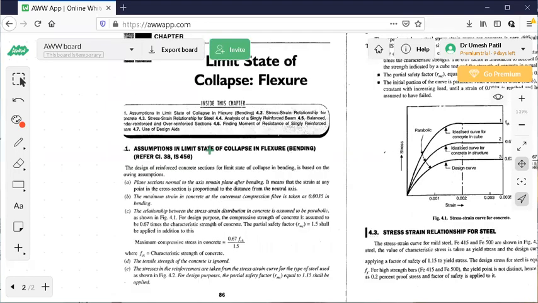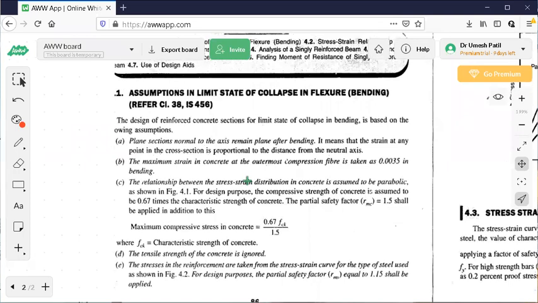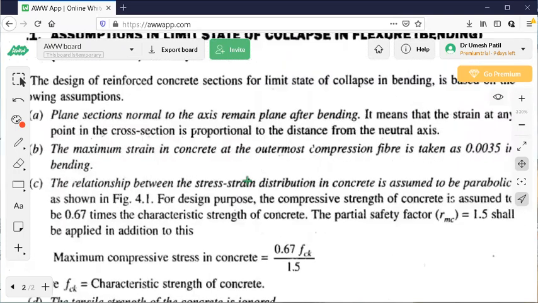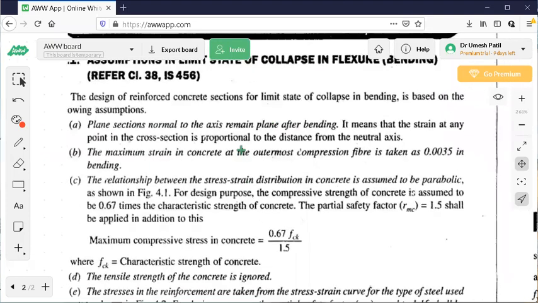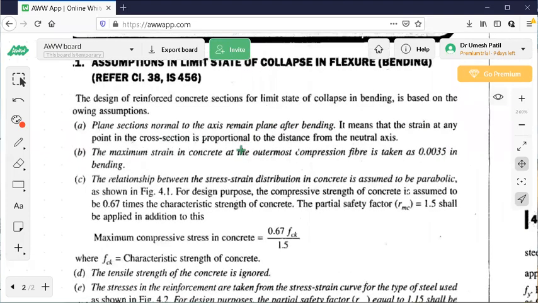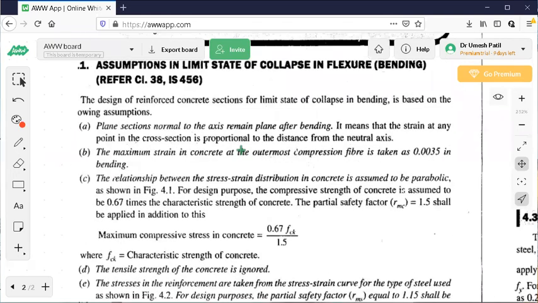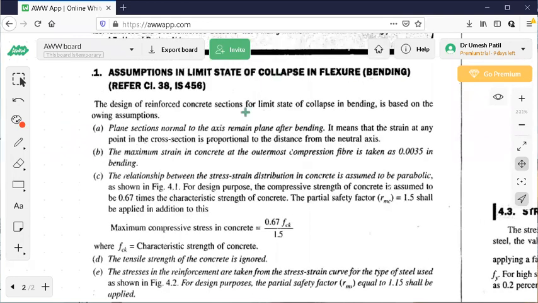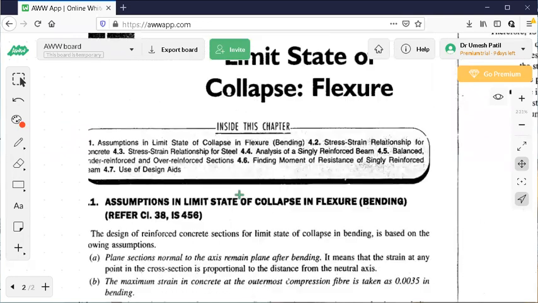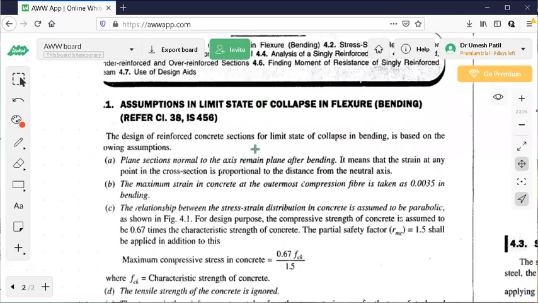See, limit state of collapse. Observe here. Can you see this, all of you? Can you read what is there in this? Yes, sir. The design of reinforced concrete. I'm going to share these notes, so you don't worry about that.